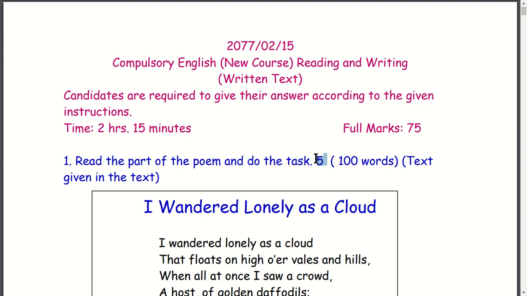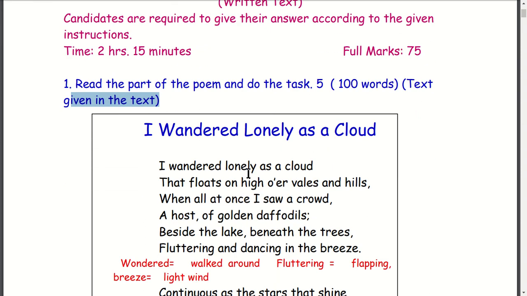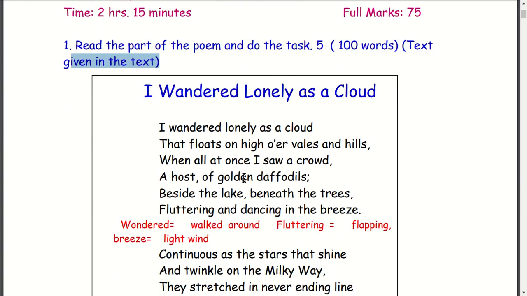This question is 45 marks maximum. This is the text given. This is the syntax first. Syntax means generally the text is mentioned in your textbook, unit 12, page number 134. This is the poem composed by William Wordsworth. The title of the poem is "I Wandered Lonely as a Cloud". You have to read the poem and answer the questions.